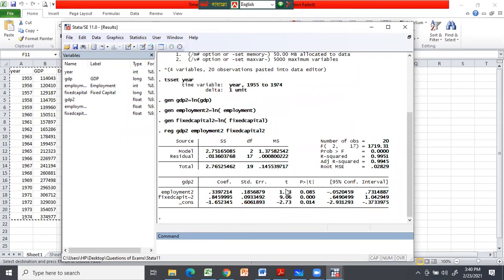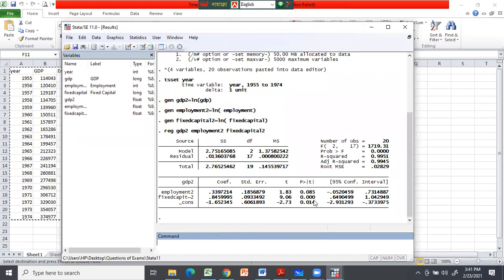Okay, so you can see the output has been generated, and here the GDP2 is your dependent variable, which is the log of GDP, and your employment2 and fixed capital2 are the log of employment and log of fixed capital respectively. Their corresponding coefficients are created. Sorry, standard error value is also given here. T value is given here, and p-value is given here.